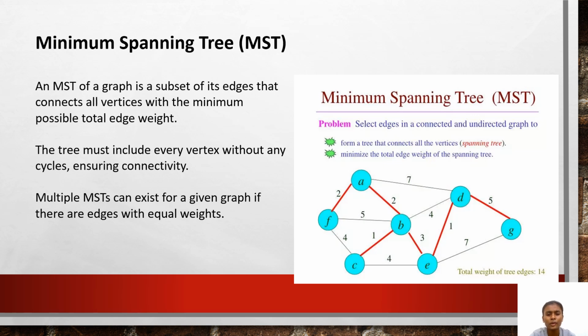Minimum spanning tree. A minimum spanning tree is a subset of the edges of a connected edge-weighted graph that connects all the vertices together without any cycles and with the minimum possible total edge weight. It is a way of finding the most economical way to connect a set of vertices. The tree must include every vertex without any cycles, ensuring connectivity. Multiple minimum spanning trees can exist for a given graph if their edges have equal weights.